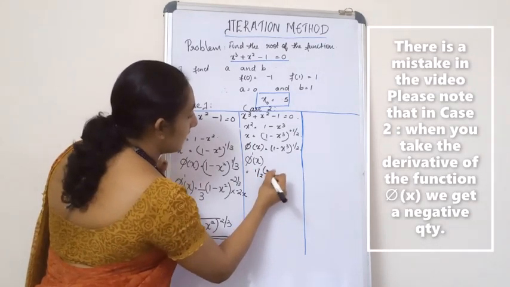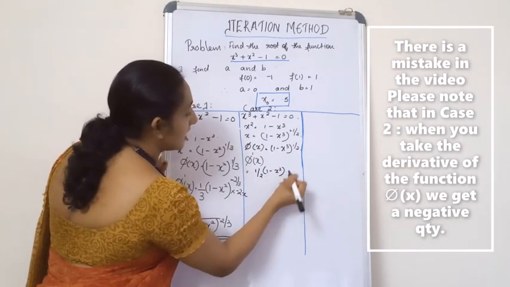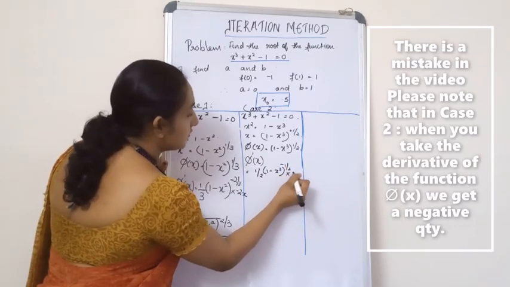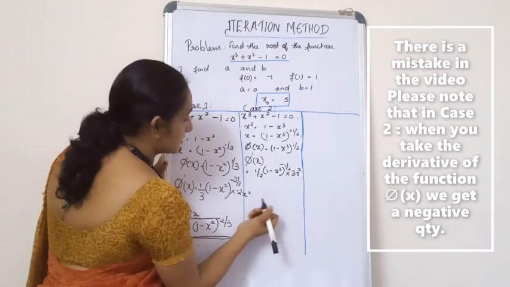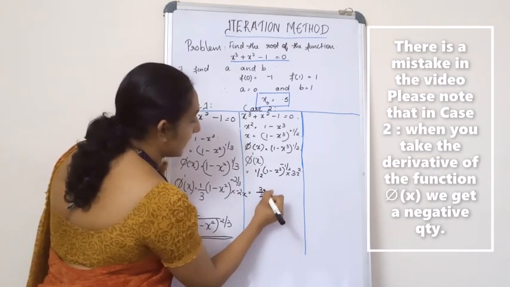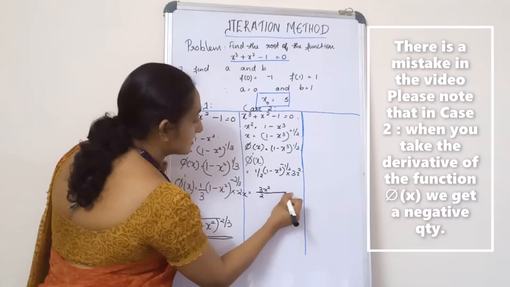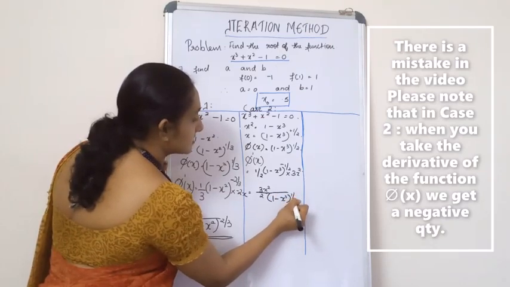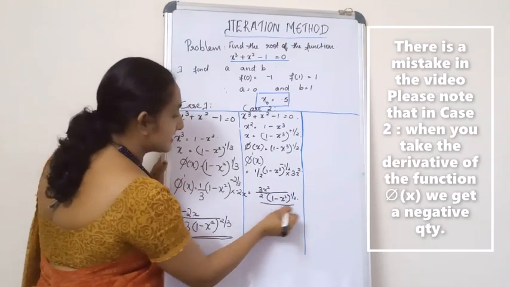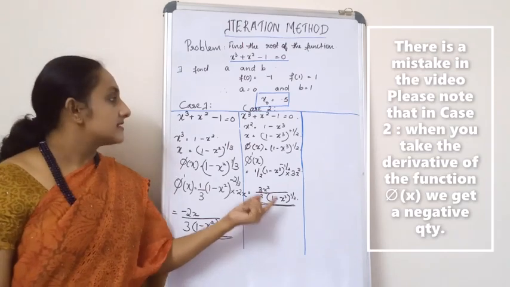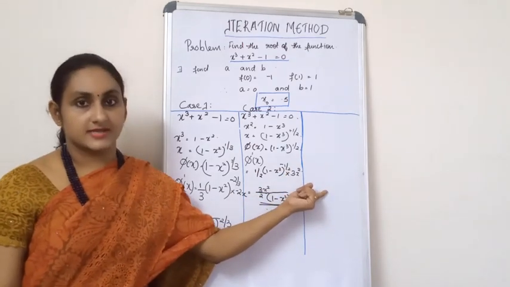1 by 2, 1 minus x cube the whole raised to minus 1 by 2 into 3x square, which is equal to, what will I get now? 3 by 2 x square. Now here the denominator part is 1 minus x cube raised to 1 by 2. So this is the second case. Okay, similarly we will have a third case too.